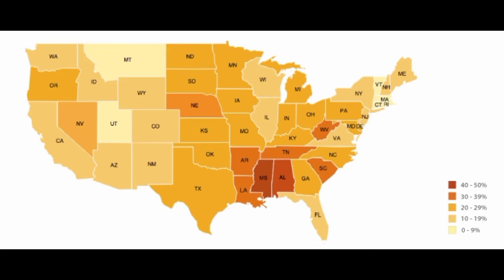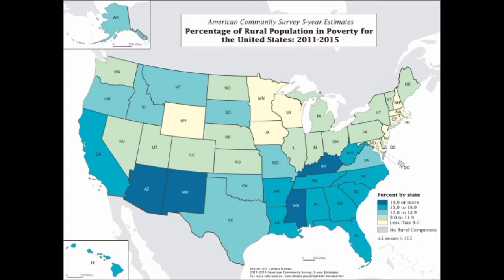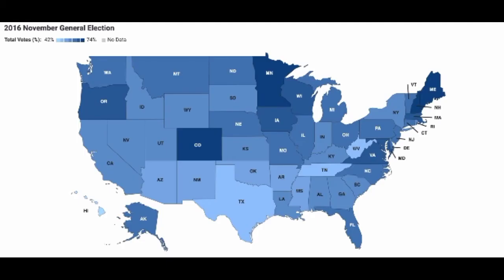Next one, choropleth mapping. A choropleth map is a thematic map in which areas are shaded or patterned in proportion to the measurement of the statistical variable being displayed on the map, such as population density or per capita income.